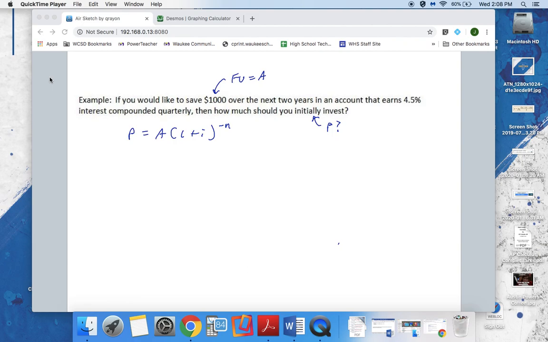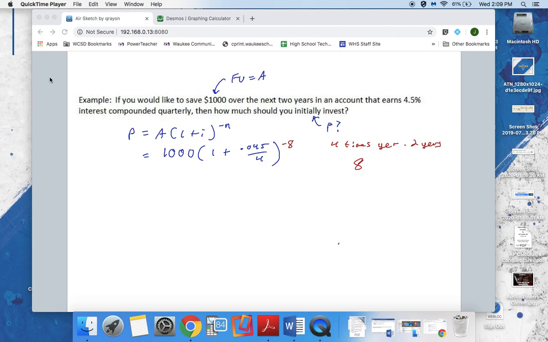So now that I have this i and this n, that's what I really need to know. Because I know that my future value, my A, is $1,000. I know that that's what I need to have. And then my i is going to be 0.045, and I divide that by 4, because I compounded quarterly. And now I need to work on that exponent, and that exponent comes from 4 times per year of compounding interest times 2 years. So we should expect that we're going to get paid interest 8 times. So my exponent for that is negative 8.